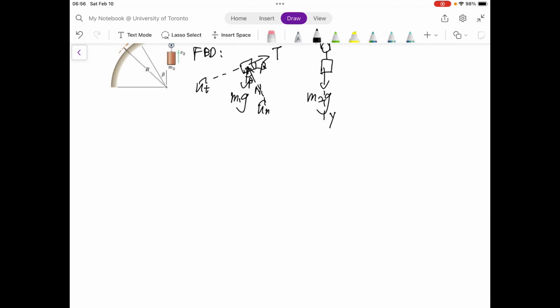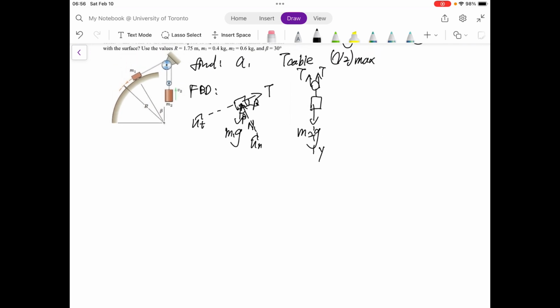When we see a pulley, we can consider the length of the cable to be constant. So we define this as S1, and this is S2. We have S1 plus 2 S2 is equal to a constant. Take the derivative of the whole equation with respect to time. We have v1 plus 2 v2 is equal to 0, and a1 plus 2 a2 is equal to 0. We set this as our equation number 1.